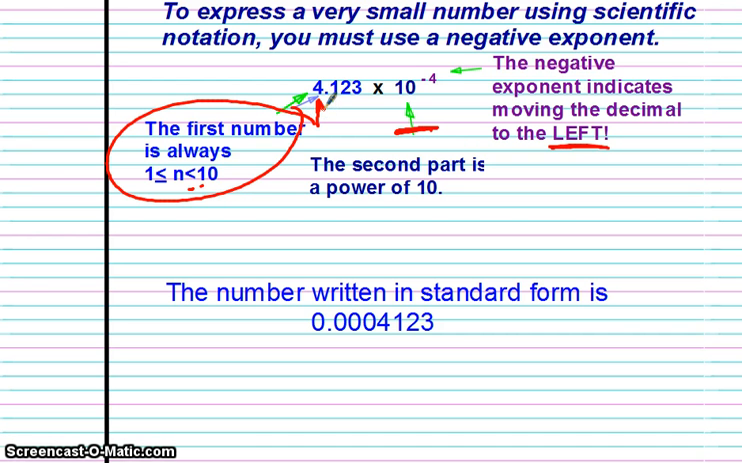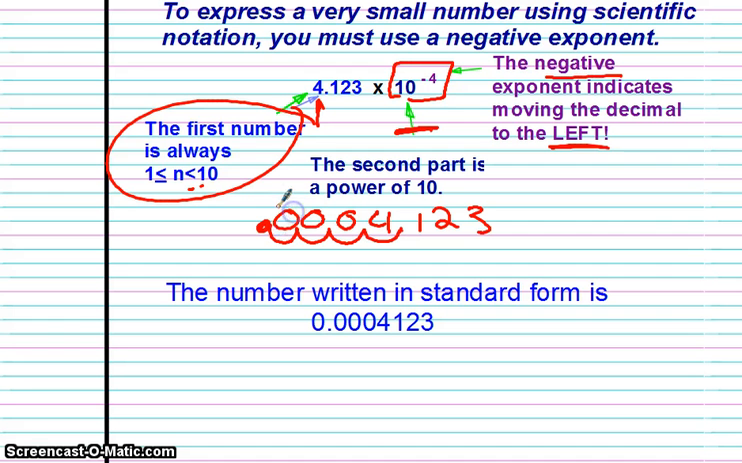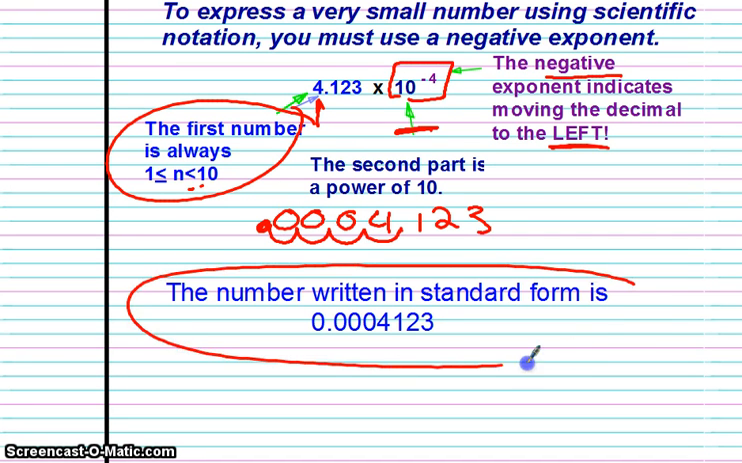Okay, so we're going to take 4.123, and we're going to actually move the decimal now. Because it's a negative 4, we're going to move it to the left. The negative indicates we're moving it to the left. So we're going to go 1, 2, 3, 4 places. And that's where the decimal goes, but we need some space fillers here. So we're just going to plug zeros in there. So this official number in standard form, the way we would normally write a number, is like that.